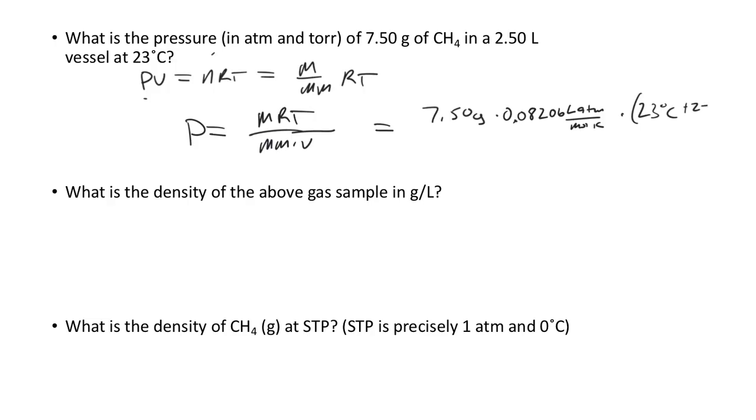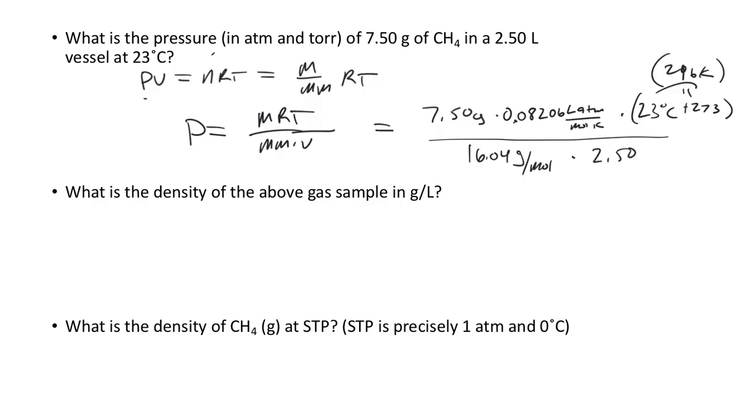So I want to convert this to Kelvin. So that'll be 296 Kelvin. And then I want to divide that by molar mass. Molar mass of CH4, 1.008 times 4 plus 12.01, 16.04 grams per mole. And then the volume, 2.50 liters.